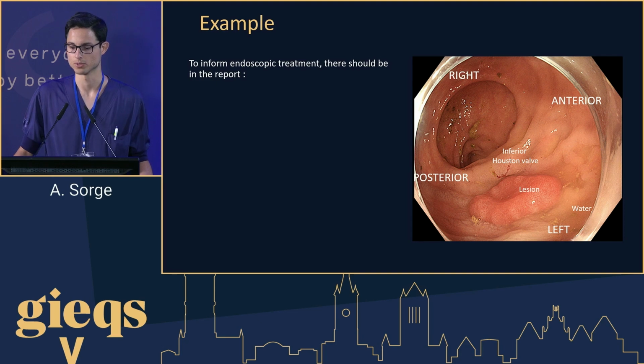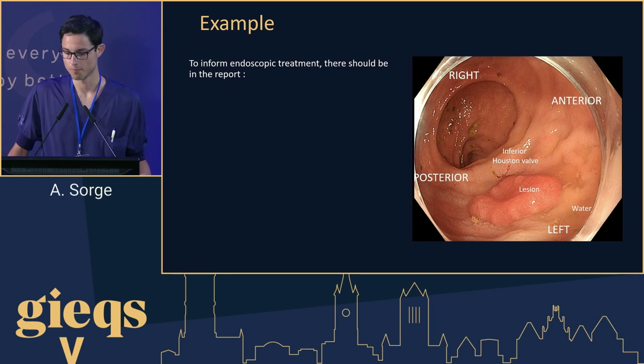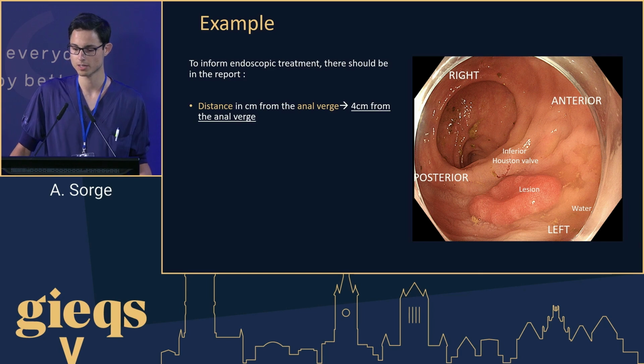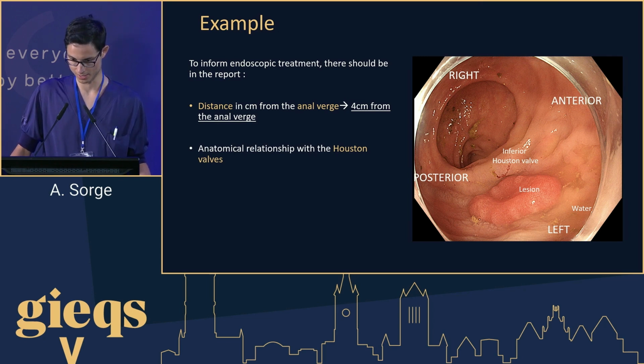Let's see some examples. This lesion is around 4 centimeters from the anal verge. We can see the inferior Houston valve, so it is located below the inferior Houston valve. We know that this lesion is in the inferior rectum, and this picture is actually, I think, beautiful for an interventional endoscopist for referral. We know that it's taken from close to the anal verge. It is framing the Houston valves.